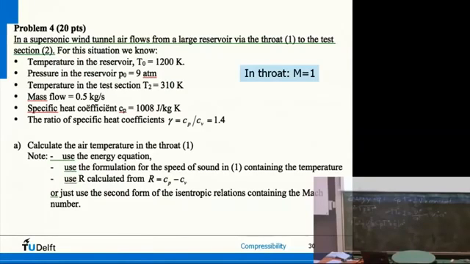We have T0, right? Do we have V0? What's the speed in the reservoir? 0. Thanks. So good. So we have this one, 0, in the reservoir. T0 we know. Do we know T star?